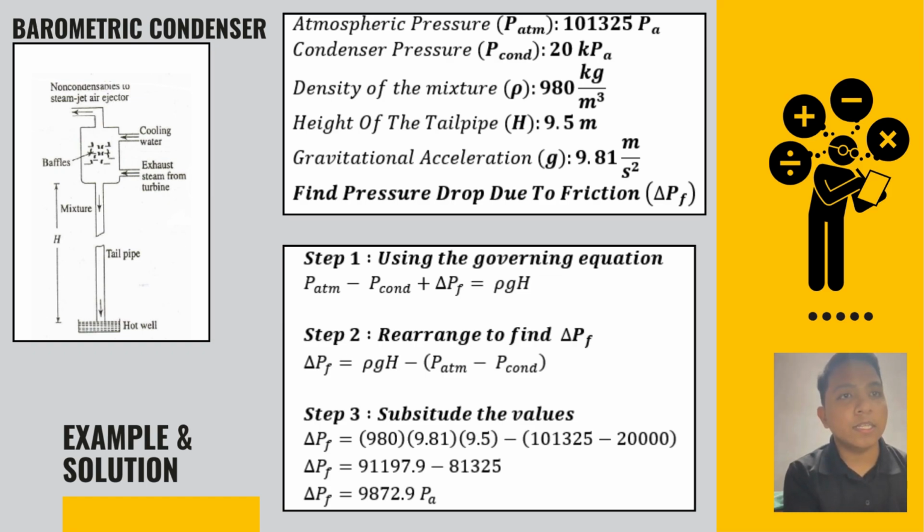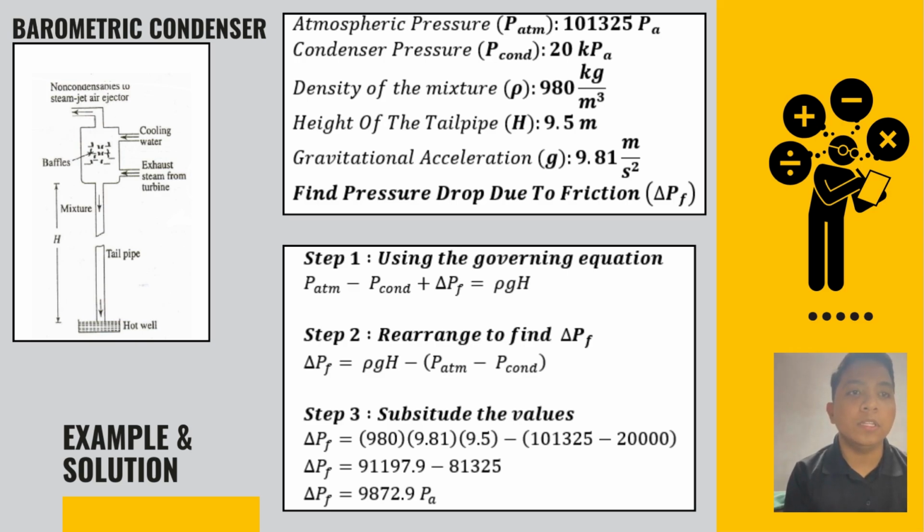So this is the solution, step by step, for the barometric condenser. In step 1, we look at the governing equation: pressure atmosphere minus pressure condenser plus pressure drop due to friction equals density times gravity times height.